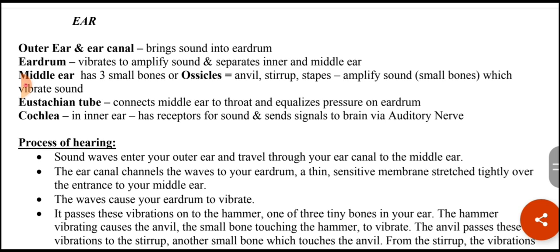The hammer vibrates and causes the anvil to vibrate. In turn, the anvil passes these vibrations to the stirrup. These three bones are the malleus, incus, and stapes. The stirrup is another small bone which touches the anvil.